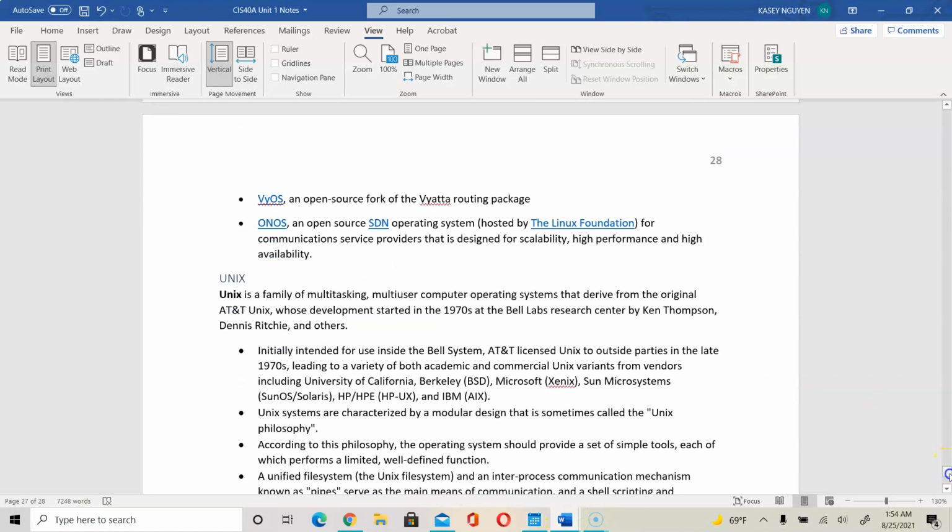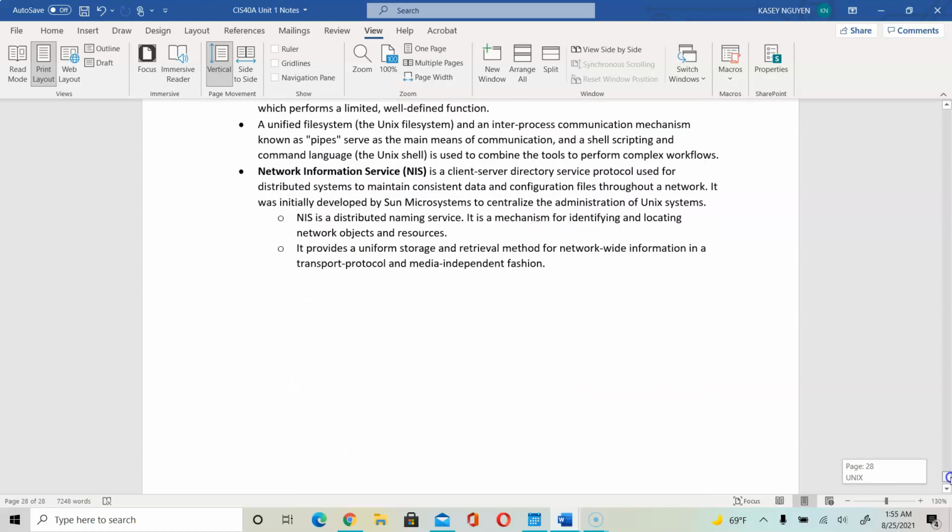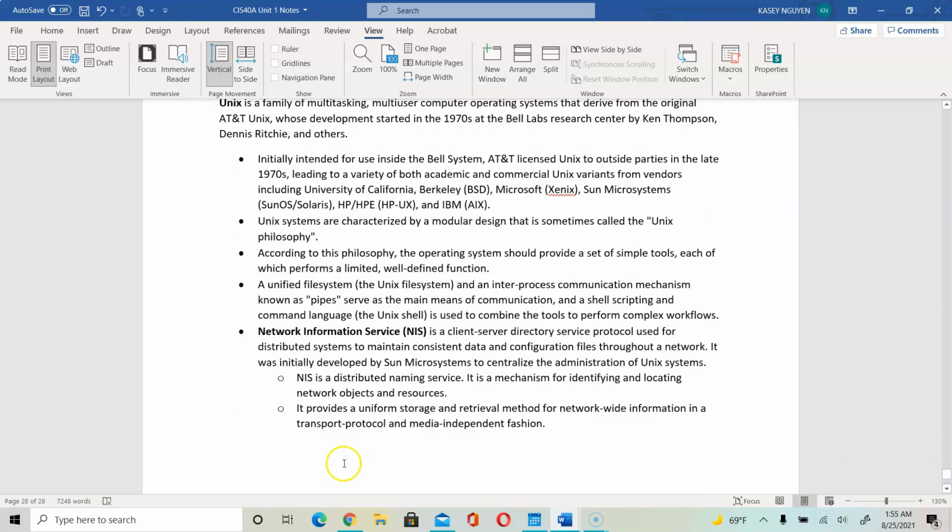So the last part of this is addressing Unix. And Unix was a family of multitasking, multi-user computer operating systems that's derived from AT&T Unix. And it gives you a little bit of history behind it. So in the last section on page 28, you will find our number 28 answer.